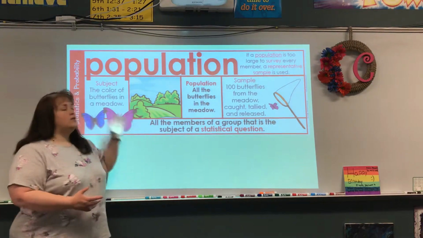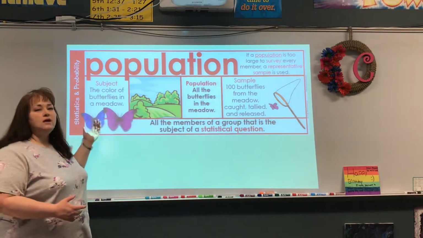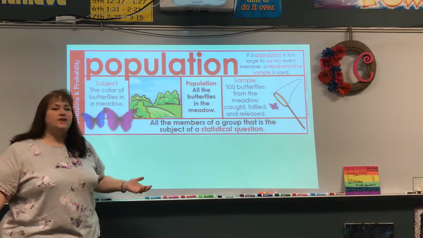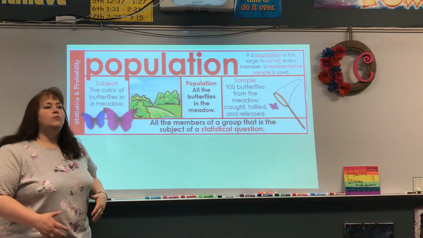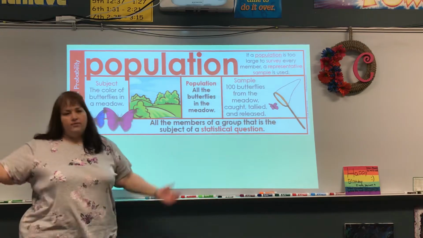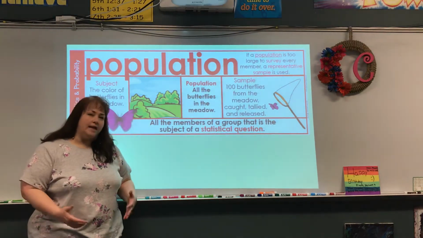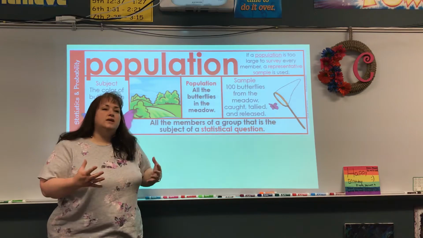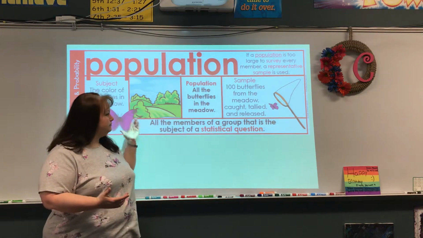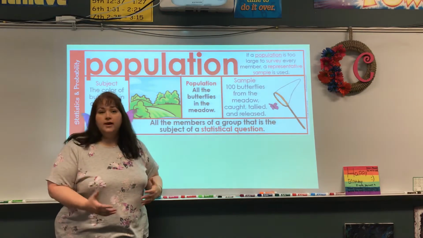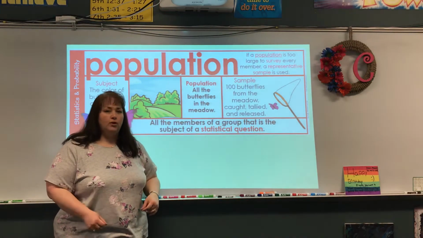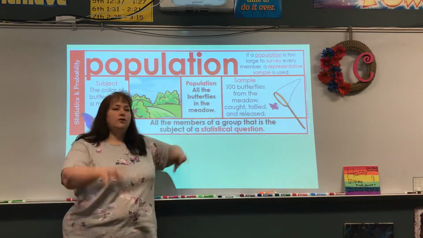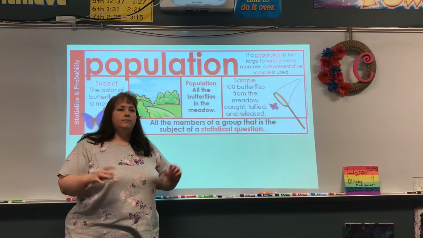Okay, and on our vocabulary slip here, it talks about butterflies, and that the butterflies that are in the meadow, all those butterflies are the population. And then, well, you can't survey all of those butterflies, so you decide how many you're going to survey, and on here it says 100, and you just survey those 100 and take the characteristics or the color or whatever of that 100. And so that 100 is your sample. Okay, so the population is the whole amount, and the sample are the ones you picked out to get information on.